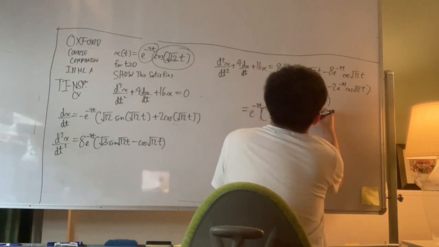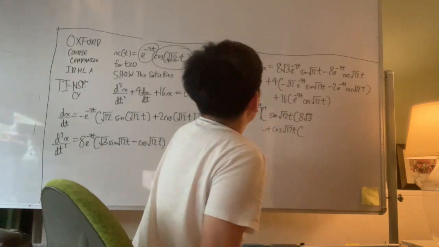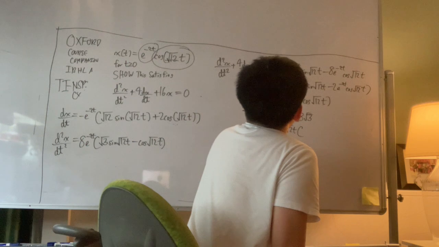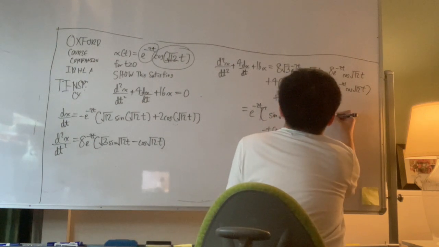Eight root three. Eight root three. Minus 4 root 12.